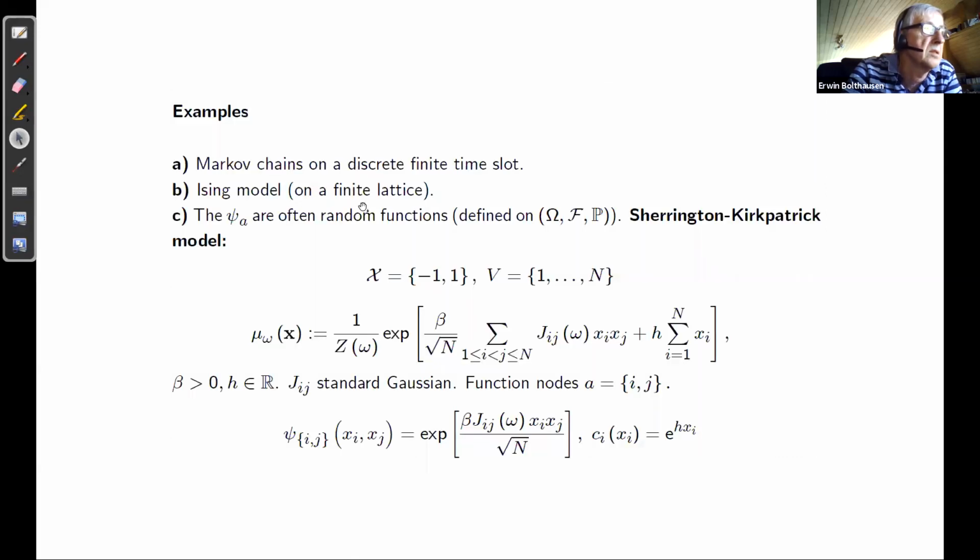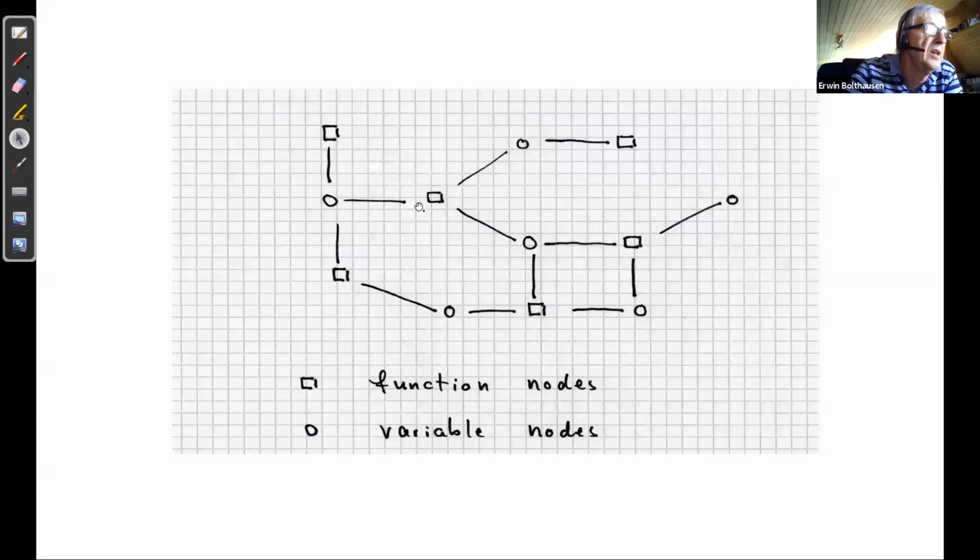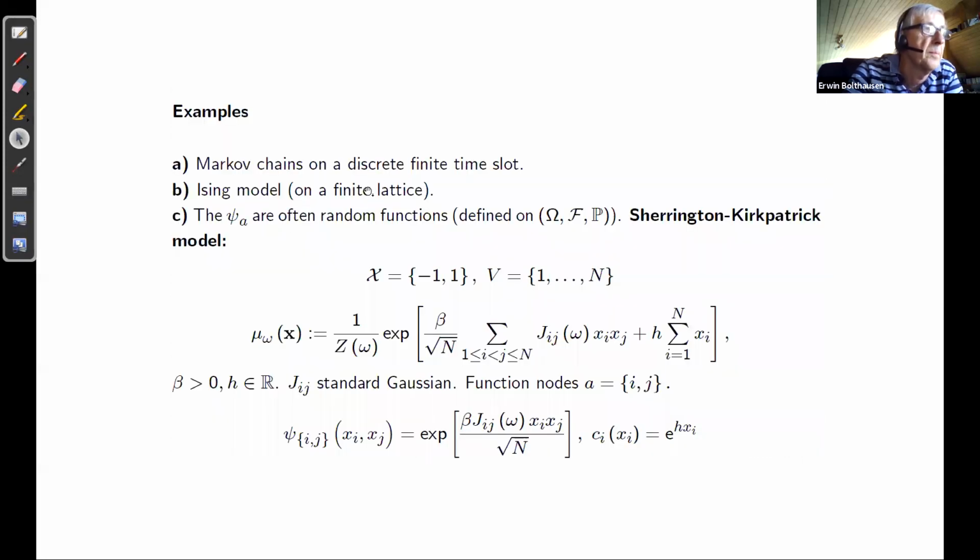So in that case, the Ising model is also okay. I don't write it down; I guess everybody knows what the Ising model is, so I will not talk about it. There you have a finite, for instance, a square lattice here. If you want to do it as a factor graph, the square lattice corresponds to these variable nodes. Because you just have pair interactions, you have one function node between neighboring variable nodes on the graph.